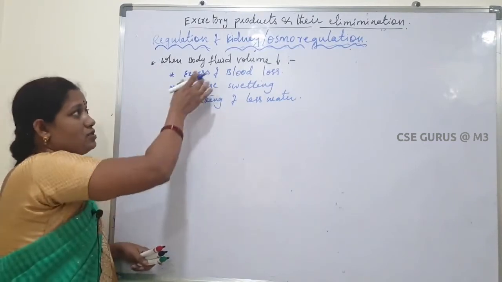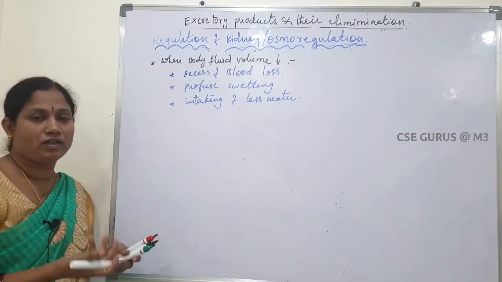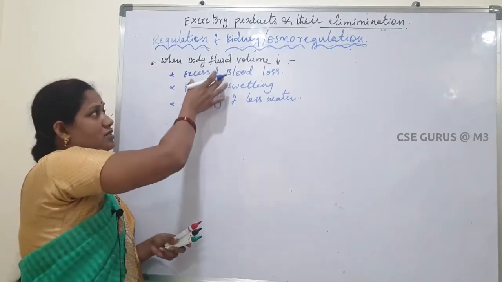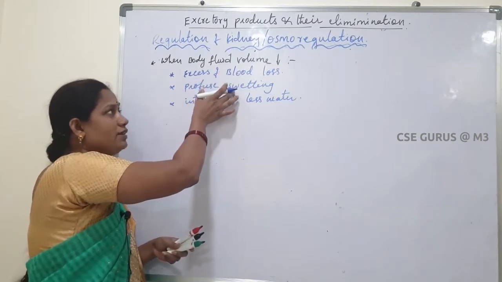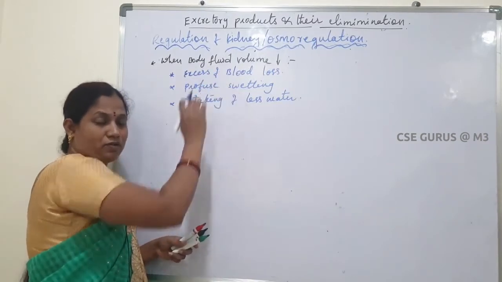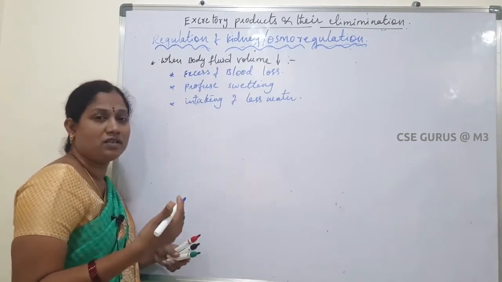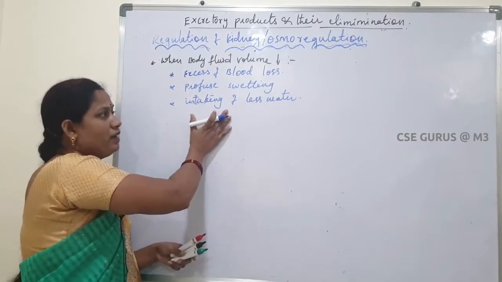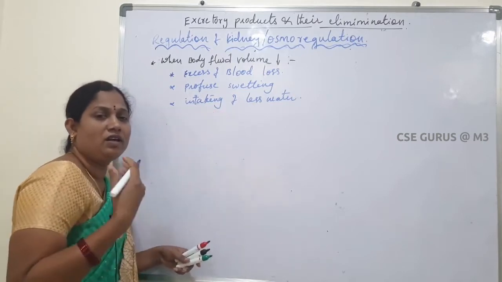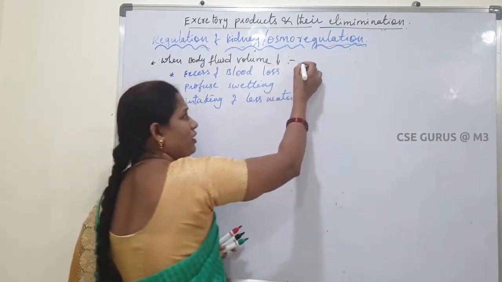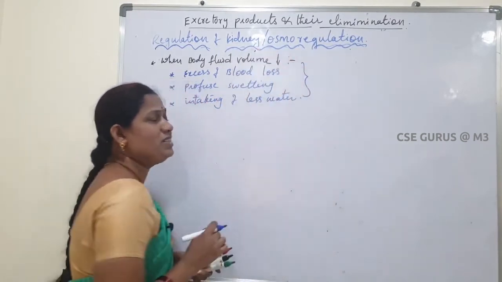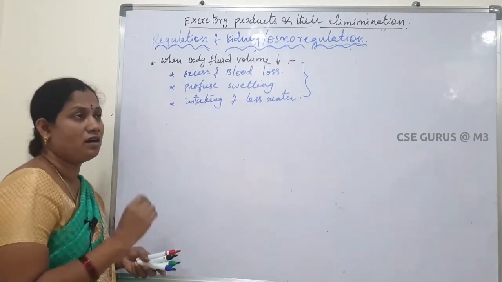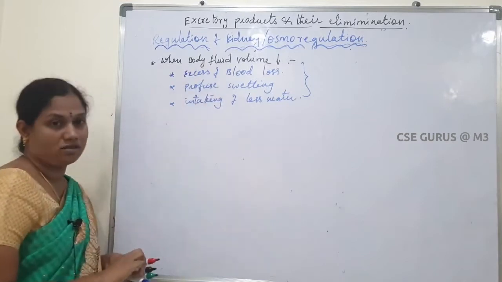Excessive blood loss takes place in accidents or other situations. Next, if sweating is profuse, the water is eliminated to the outside. Next, intake of less water: we are taking very little water. In this condition, the body fluid volume is decreased. So let us discuss how the kidneys regulate this situation.